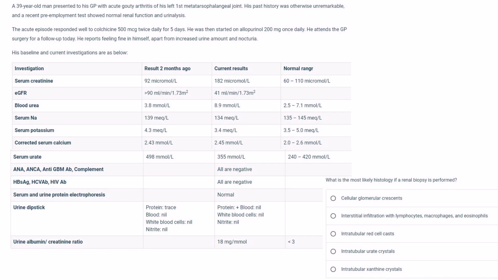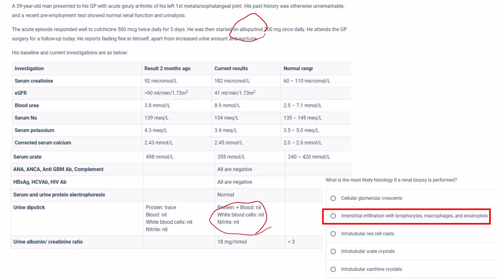Okay, this is a case of acute interstitial nephritis secondary to allopurinol. The answer is interstitial inflammation with lymphocytes, macrophages, and eosinophils that we will find on biopsy. Why is it acute interstitial nephritis? There is a history of allopurinol. The urine now shows protein 1 plus and the proteinuria is less than 1 gram. Virology and immunology are negative. There is elevation in serum creatinine and GFR in comparison with results 2 months ago.